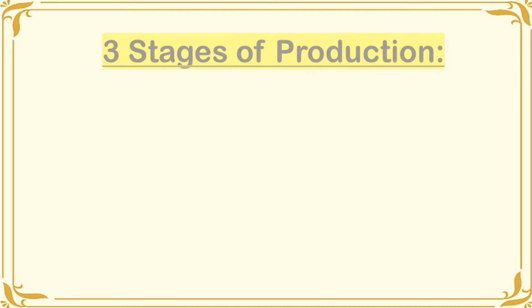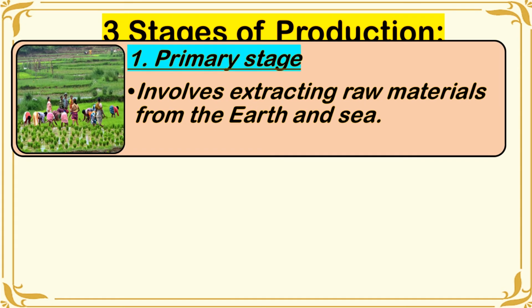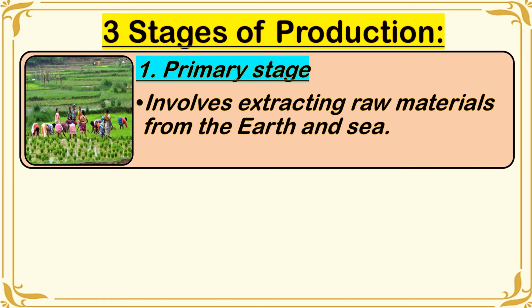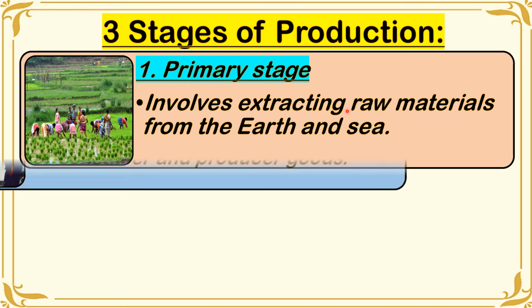Let's proceed to the three stages of production. The first one is, of course, primary stage. So look at the picture in here. It involves extracting raw materials from the earth and sea. Of course, from the earth means the ground, soil, land area, and sea. There are so many products or raw materials that we can get from the earth and also from bodies of water, especially the ocean.